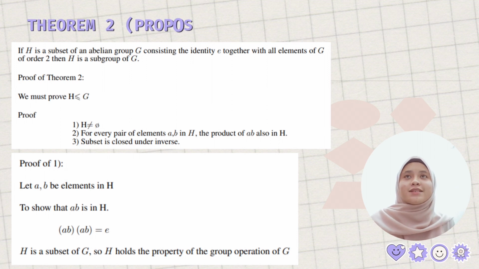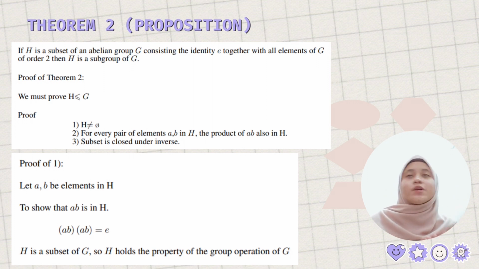Theorem 2, proposition. If H is a subset of an abelian group G consisting of the identity together with all elements of G of order 2, then H is a subgroup of G. Proof of theorem 2. In this case, we must prove that H is a subgroup of G. So we must satisfy 3 conditions: H is not an empty set; for every pair of elements A, B in H, the product AB is also in H; then the subset is closed under inverse.